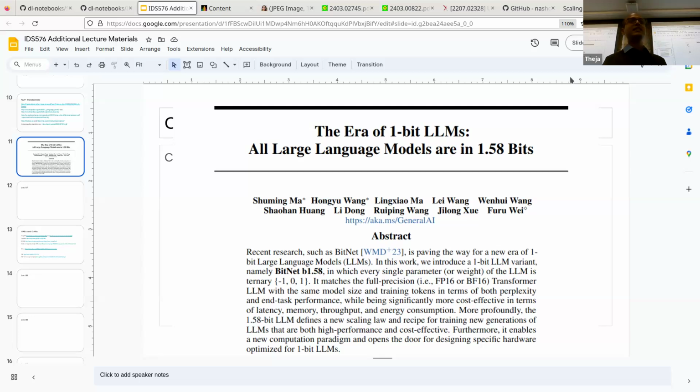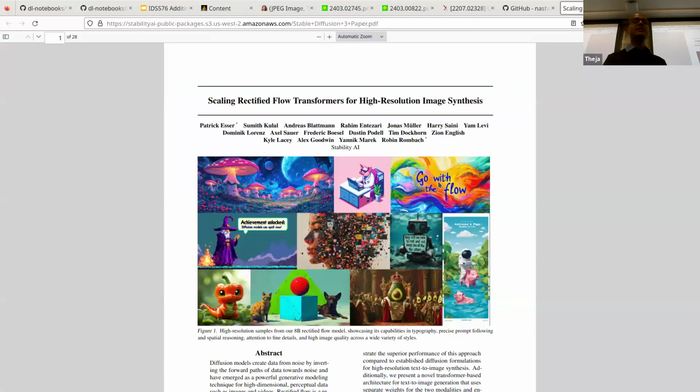The second one is actually something called stable diffusion. I don't know how many of you have heard of stable diffusion or image generation models, DALL-E, OpenAI DALL-E, where you write a text prompt and then you generate an image. Okay, so we'll look at this, but this is a paper called Stable Diffusion 3.